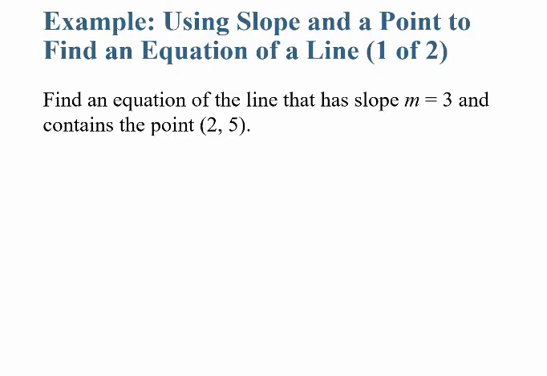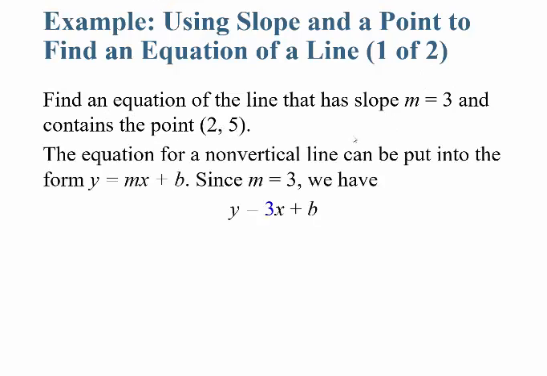I can't stress this enough. You want to make notes of this as you're watching the video: if you want to find the equation of a line, y is equal to mx plus b, you need to know two things. You need to know the slope of the line and any point it goes through. So let's start. Let's find the equation of a line that has slope 3 and goes through the point 2 comma 5.